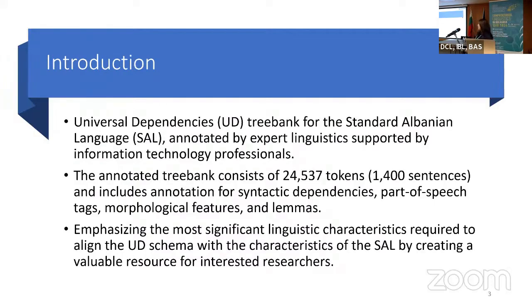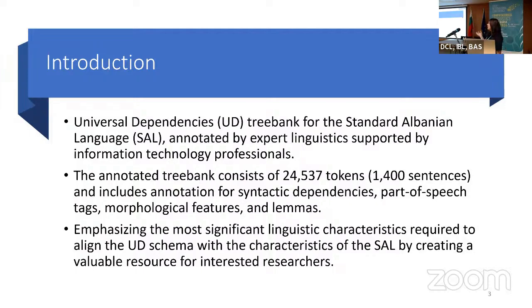So the annotated Treebank consists of 24,537 tokens, around 1,400 sentences. It is not a big corpus, of course, it's just a small corpus, but what should be emphasized is that this is the first corpus that is annotated by linguists using the UD framework.